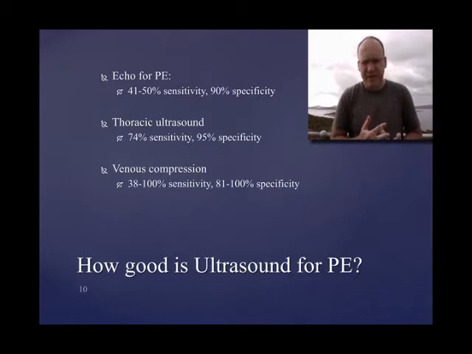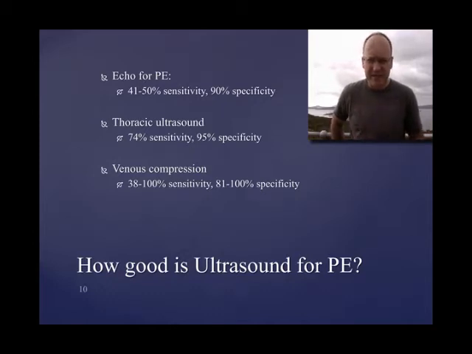Now, how good is ultrasound for pulmonary embolism? Unfortunately, it's not very good. I think if someone is critically ill and they've had a pulmonary embolus that's big enough to make them hypotensive and shocked, you're likely to see echo changes. But I haven't actually seen literature on that specifically. Generally, echo for PE is only about 40 to 50% sensitive and 90% specific.